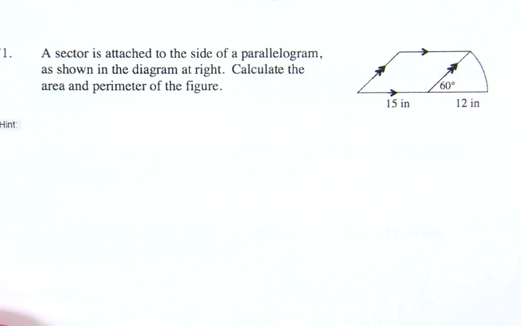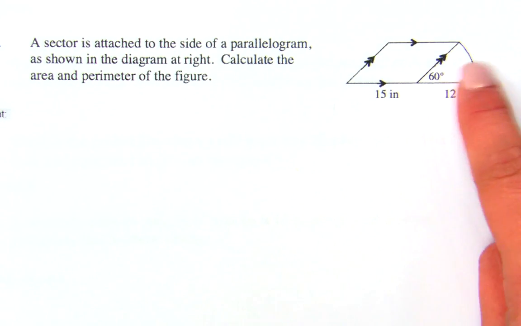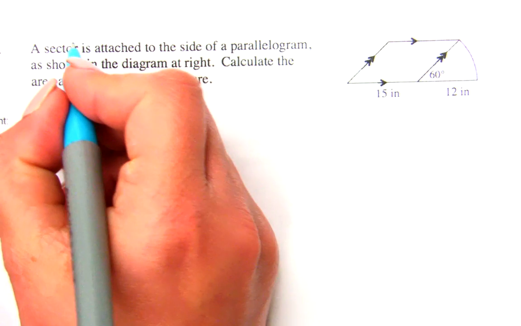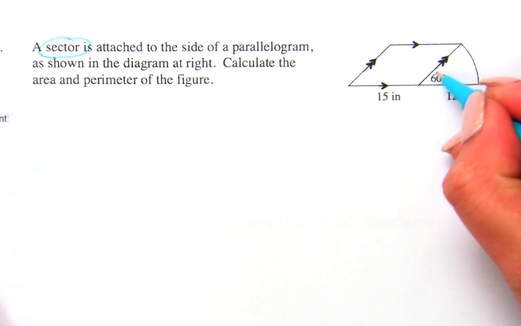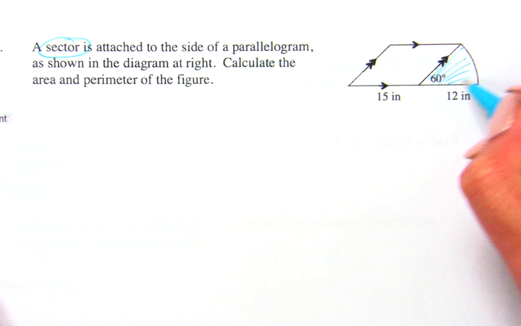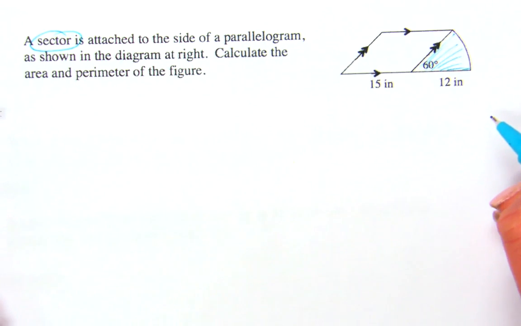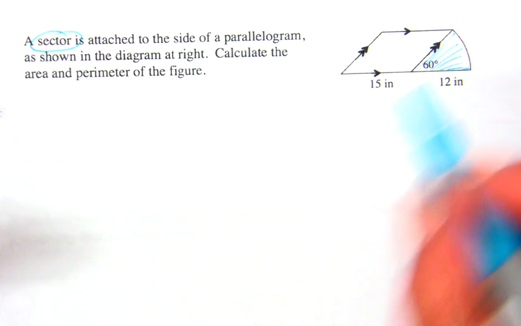71 is a little bit more complicated. So let's do information that we know first. So in this case, a sector is attached to a side of a parallelogram. So if you can think of a sector as this part, this is your sector, right? I'm going to just lightly shade it so you understand what I'm talking about. That's your sector. And then it's attached to a side of a parallelogram.